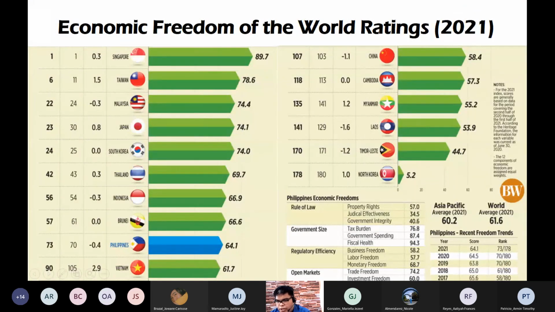Okay. As per Asian nations, or ASEAN, nasa 1, 2, 3, 4, 5, 6, 7, 8. Pangsyam lang tayo, no? Pangsyam tayo sa Asia. At 64.1.